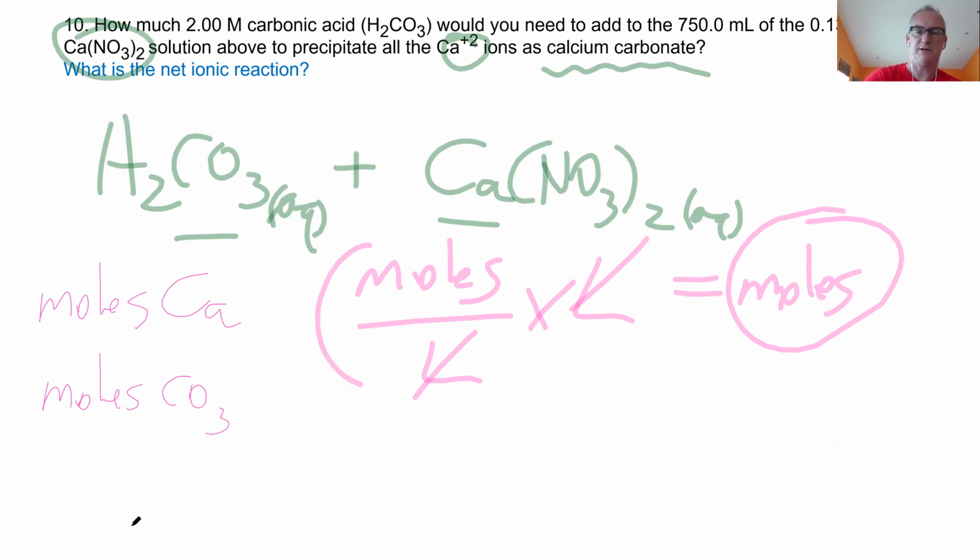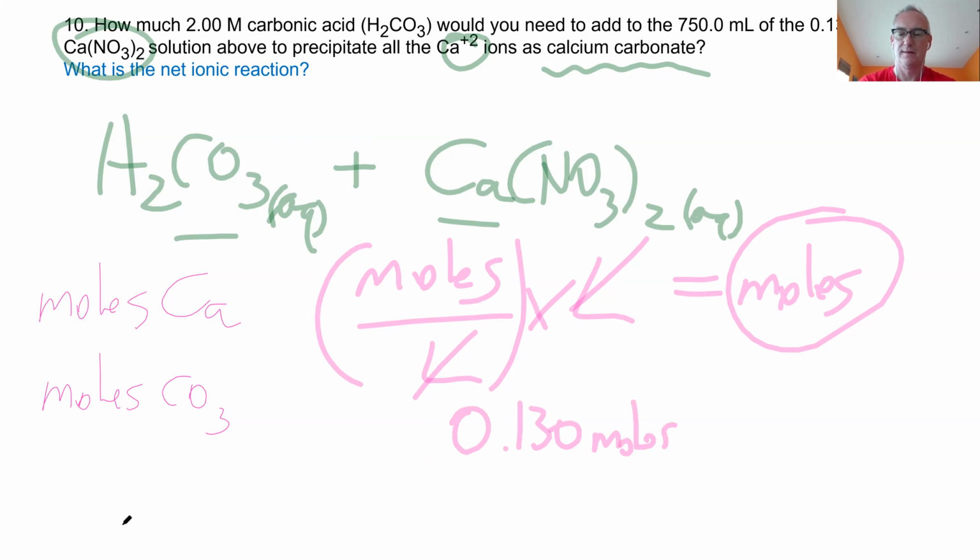This is my concentration. That's my molar concentration. This is my volume. That equals moles. Let's not make this more complicated than it needs to be. How many moles of calcium do I have? 0.0975 moles. Where'd you get that from? 0.13 molar times, no, not 0.13, 0.130. Yep.